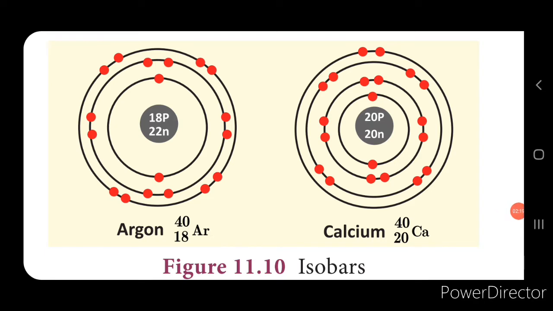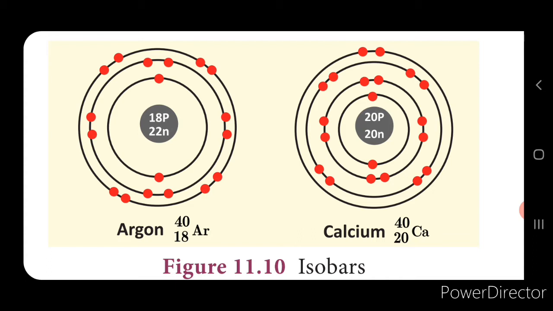Look into the screen, children. You can see 2 atoms, isn't it? Now these are the atoms of different element. One is argon, the other one is calcium. Now here look into the atomic number. Atomic number of argon is 18 and atomic number of calcium is 20. So the atomic number differs, isn't it? Now look into the mass number. Mass number of argon is 40 and for calcium it is 40. So here the atoms of different element have different atomic number but same mass number. So these are called as isobars.